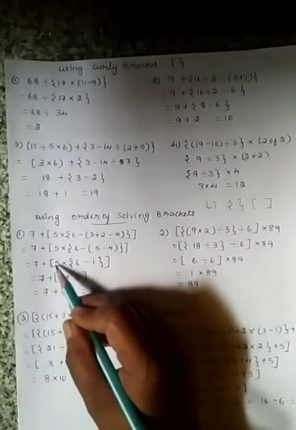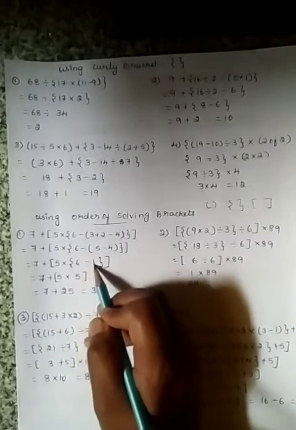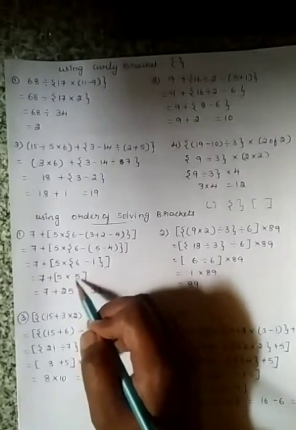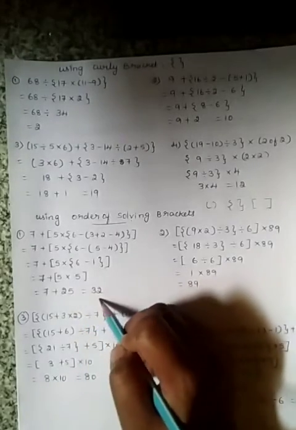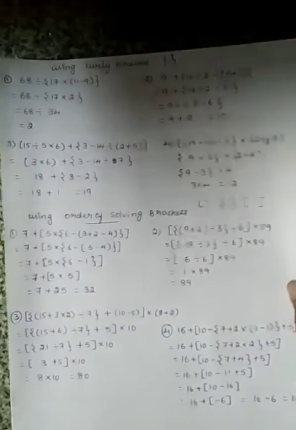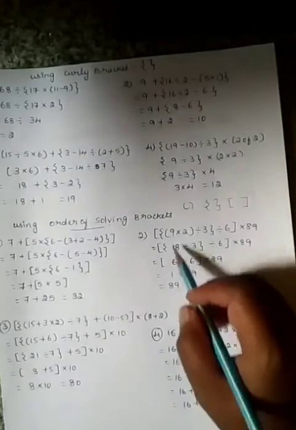Next we want to remove this. Then 7 plus 5 into 6 minus 1 is 5, 5 5s are 25, 7 plus 25 is equal to 32. Next we will move to the second one.